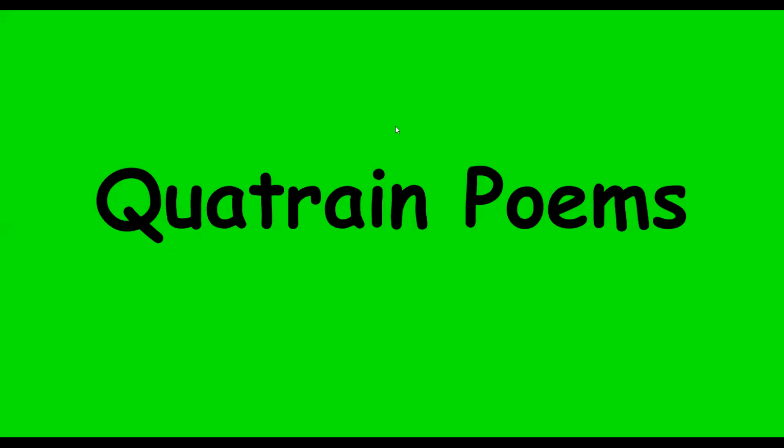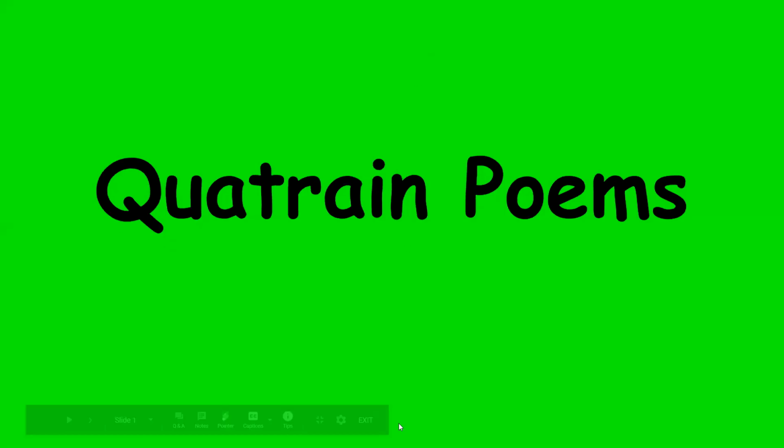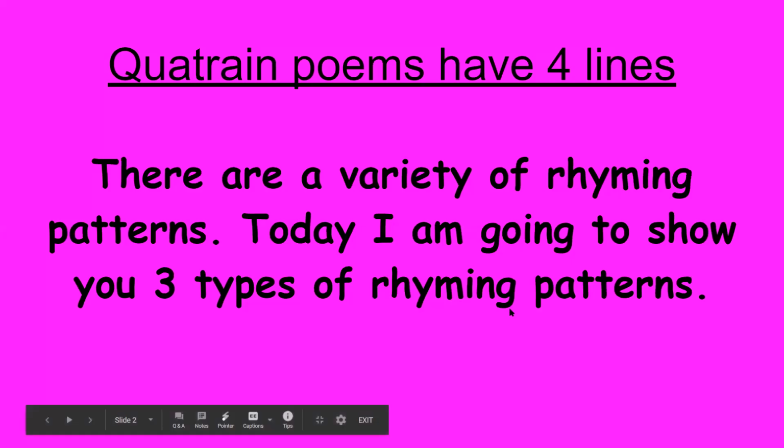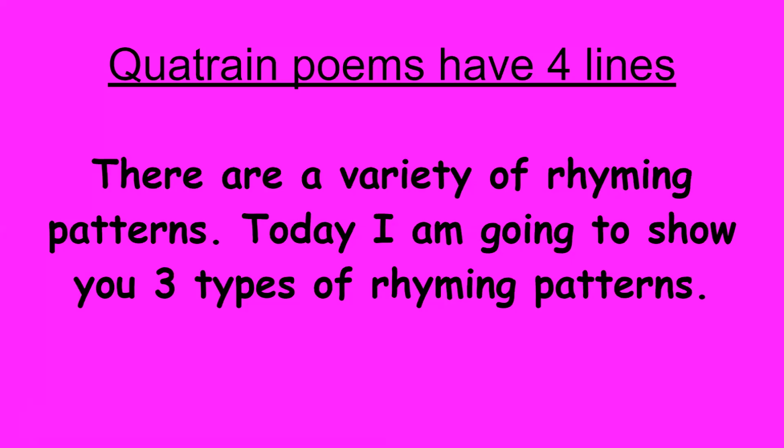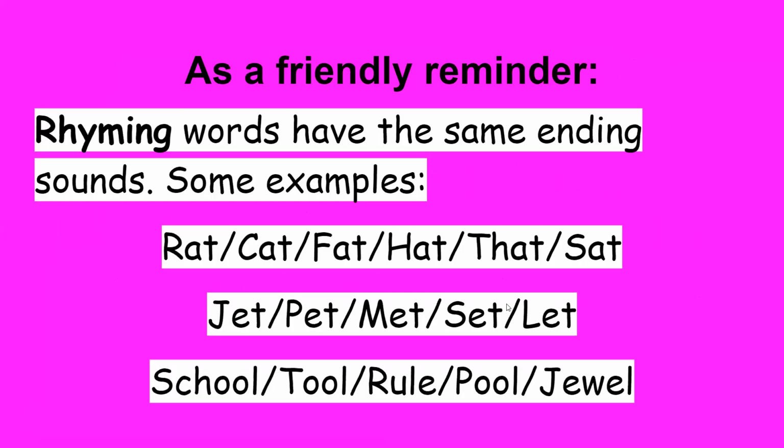In today's video, it's all going to be about quatrain poems. It's just another type of poetry that we would be studying if we were in the classroom. A quatrain poem has 4 lines, and they rhyme, but there's different types of rhyming patterns. Today, I'm just going to show you 3 types of rhyming patterns.